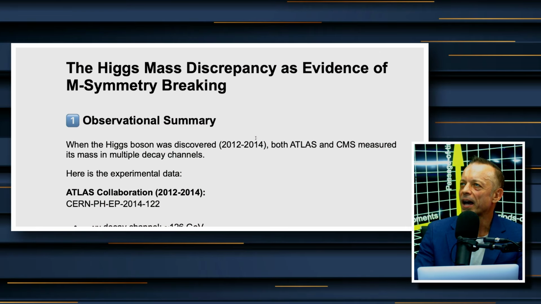The Higgs mass discrepancy as evidence of M symmetry breaking. What M symmetry essentially is, you have, so let me go through this. Well, you know what? Let's go to the M violation video. That'll explain it. So video 10.